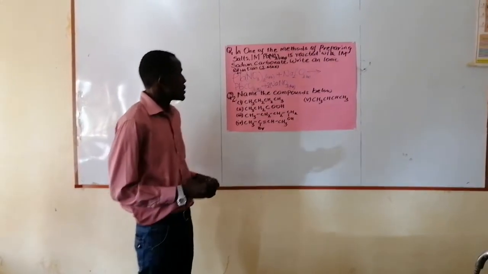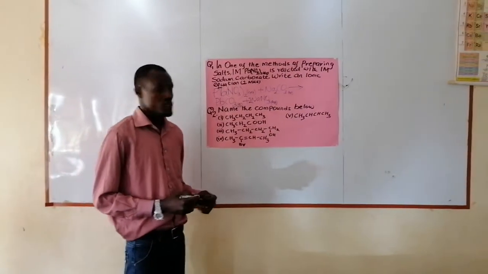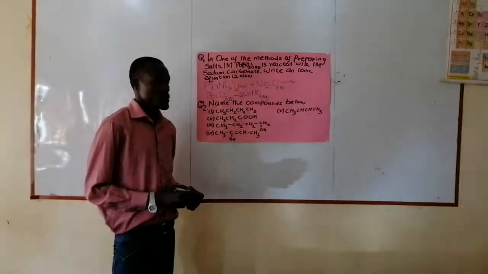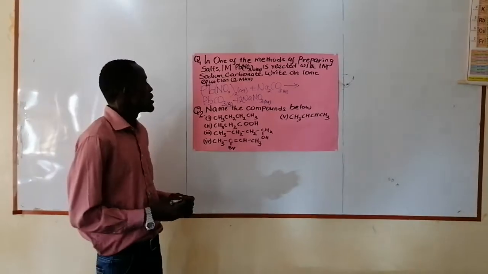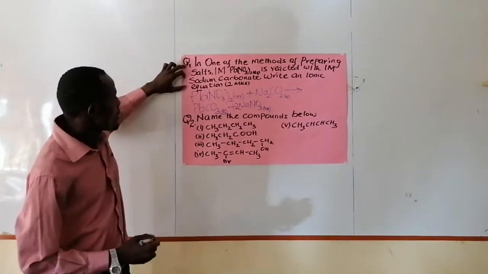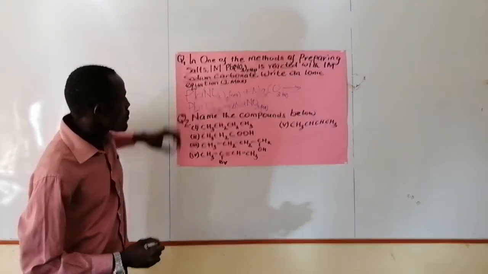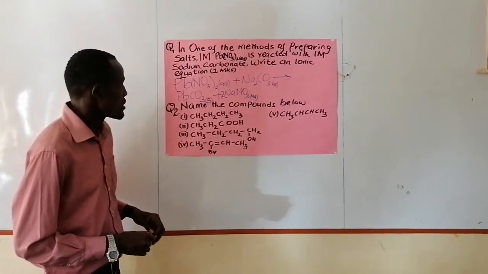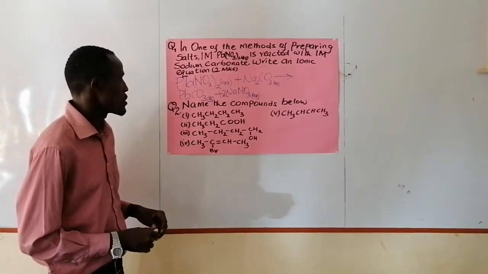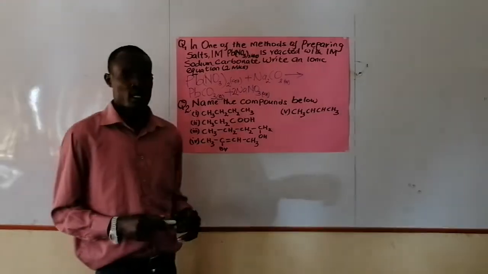Welcome. Today we want to solve some of the chemistry questions which we have here. And the first one, as you can see, reads: in one of the methods of preparing salts, 1 molar lead nitrate is reacted with 1 molar sodium carbonate. Write an ionic equation.